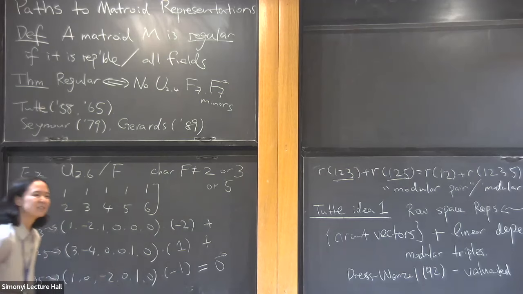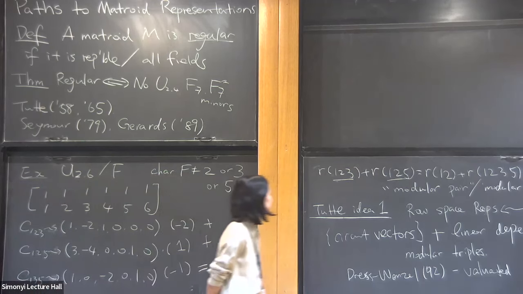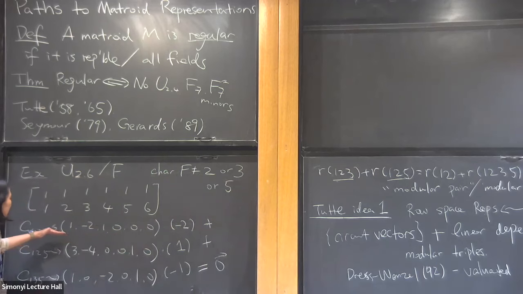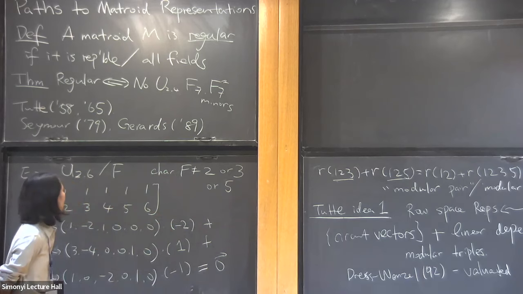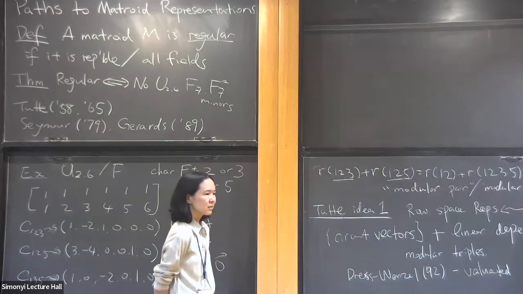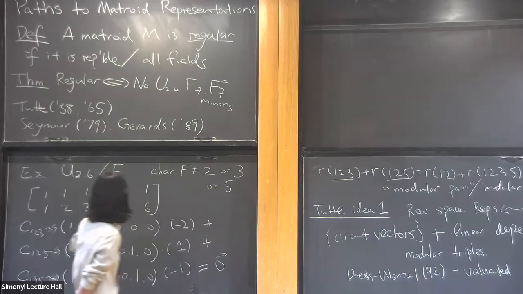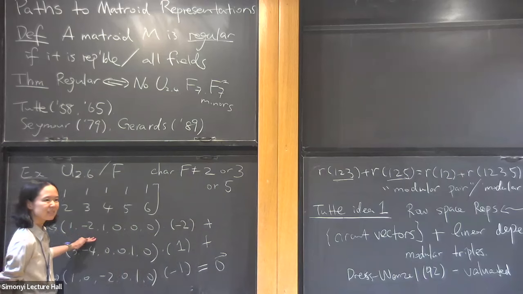Sorry, can I maybe double down on Matt's question? By circuit vectors, do you mean the literal vectors or do you mean them as set vectors? I mean this actual vector. I think you're giving me the coordinate matrix, so I know what the matrix is. Yes, you know the matrix. If you have a circuit vector, you know the matrix. Why do I need the linear dependence? Why are modular triples relevant? Because I want not only the matroid, but the matroid with a certain representation. So you want the literal matrix, not the matrix up to row operations?